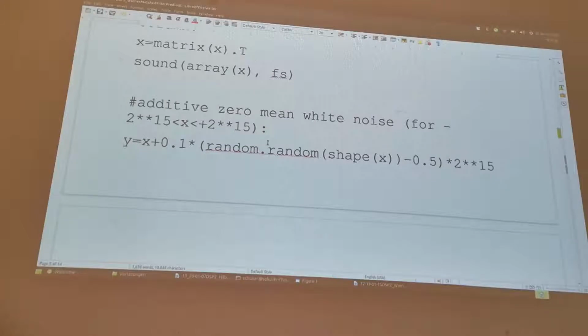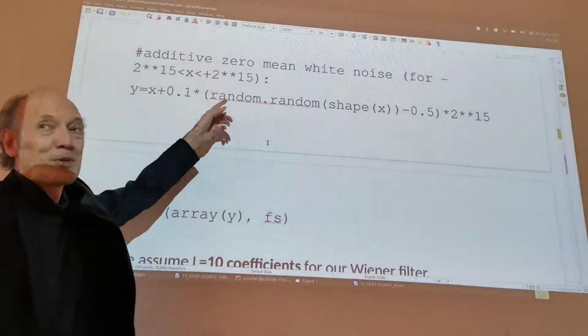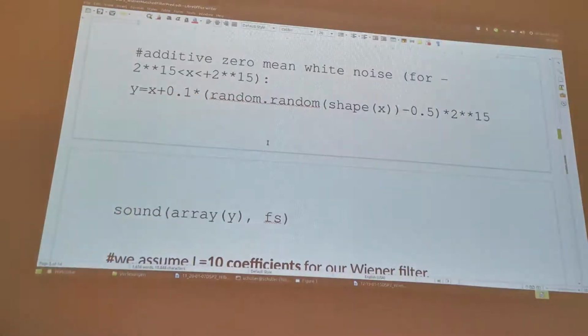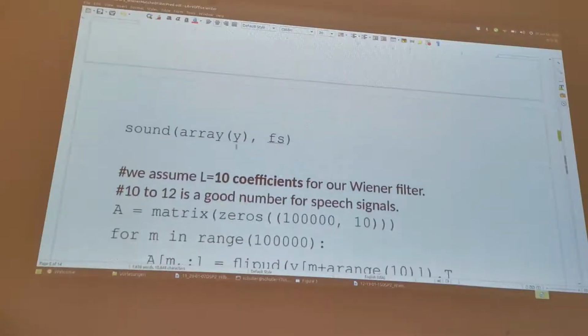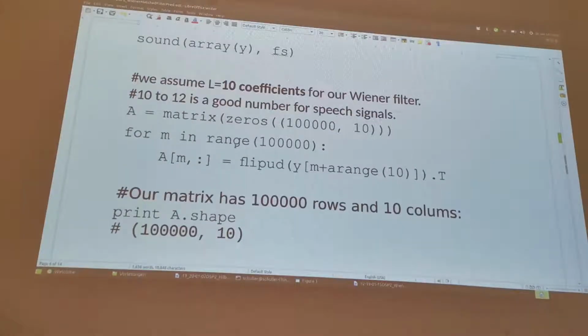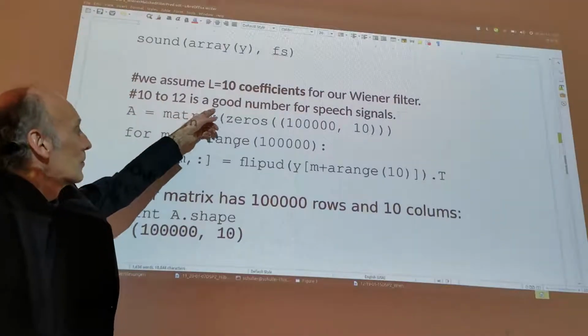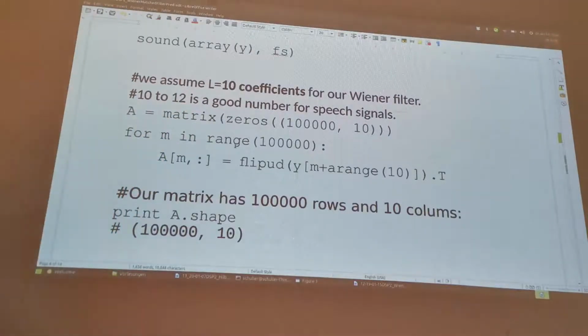So y is now my noisy signal. And in this case, this fulfills the condition of the independent white noise. But it's not Gaussian noise in this case. It's uniformly distributed. Yeah, then we can play back the noisy signal here. And we assume that we want to have 10 coefficients. Usually 10 to 12 is a good number for speech signal, it turns out.